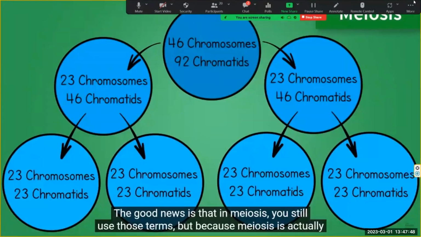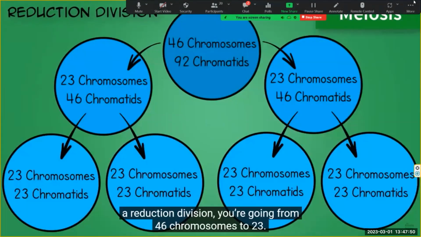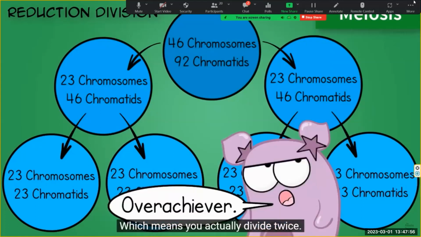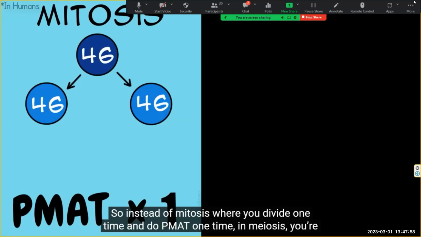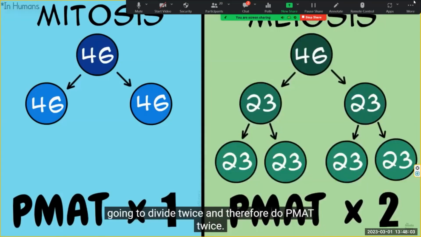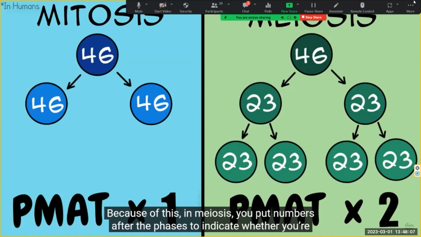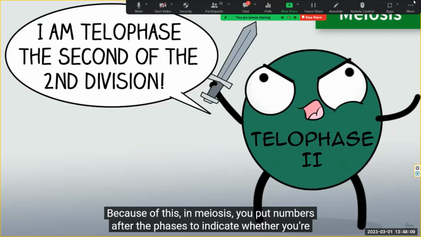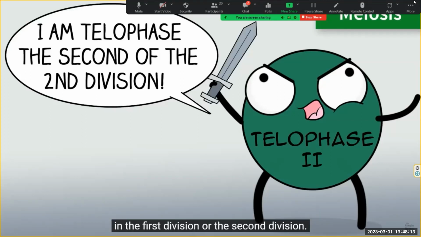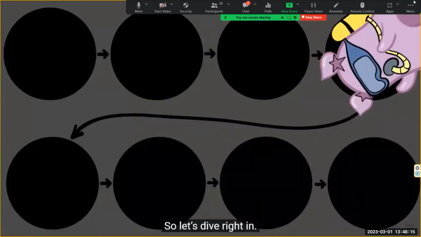But because meiosis is actually a reduction division, you're going from 46 chromosomes to 23, which means you actually divide twice. So instead of mitosis, where you divide one time and do PMAT one time, in meiosis, you're going to divide twice and therefore do PMAT twice. And because of this, in meiosis, you put numbers after the phases to indicate whether you're in the first division or the second division. So let's dive right in.